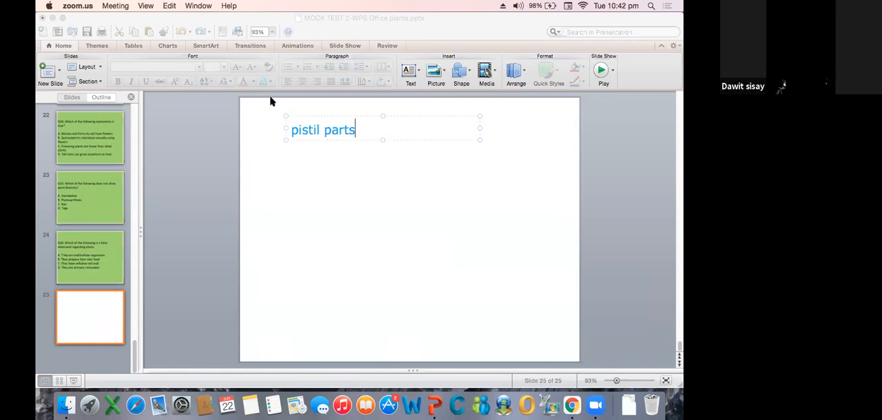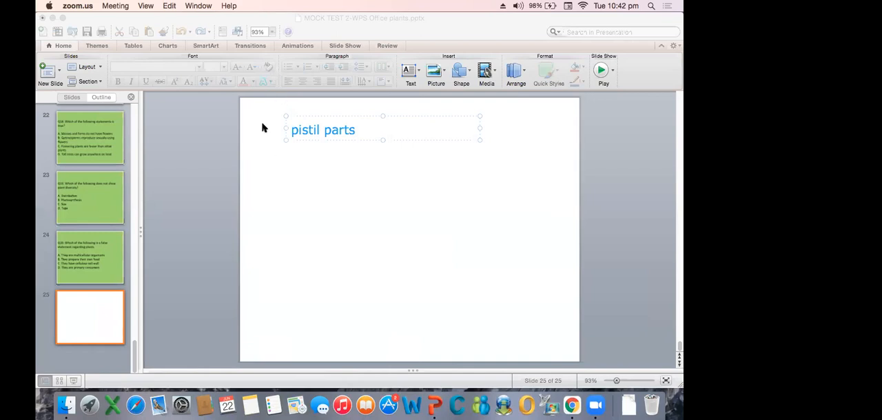Okay, great. See now, the pistil. Let me just draw a rough diagram of it. The pistil is the female reproductive part which comprises the ovary. And above the ovary, it contains a tube which is called the style.